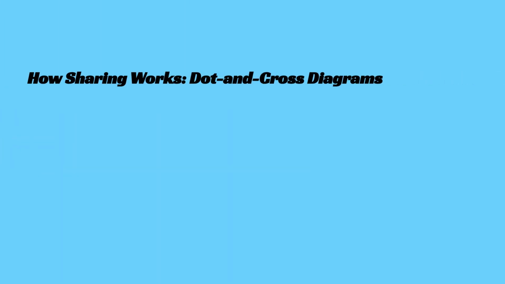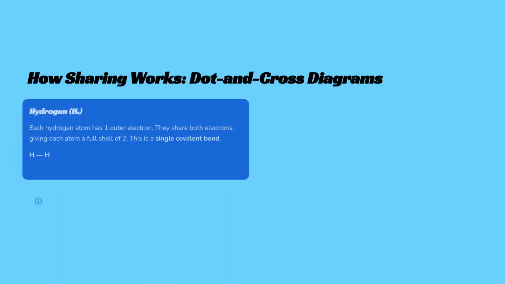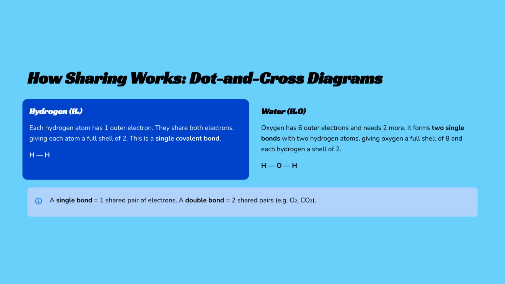Dot and cross diagrams illustrate sharing. For hydrogen, a single covalent bond forms as each atom shares 1 electron, giving both a full shell of 2. In water, oxygen shares with 2 hydrogen atoms through 2 single bonds.